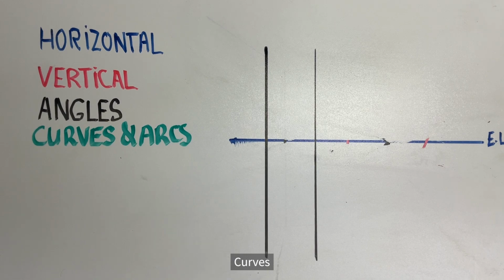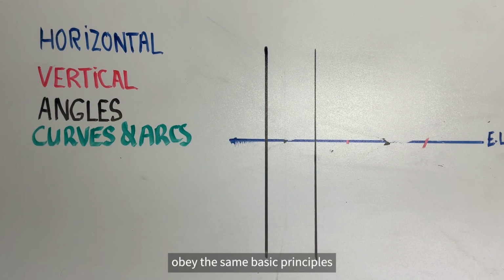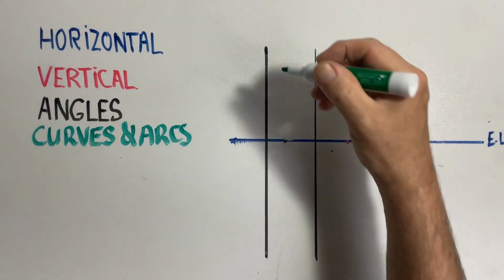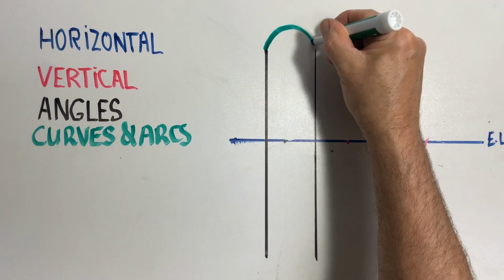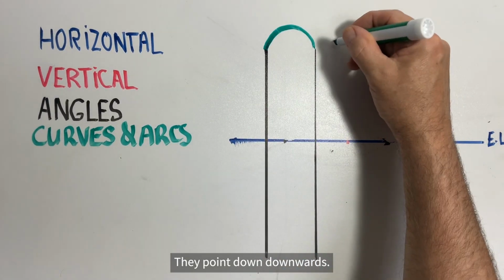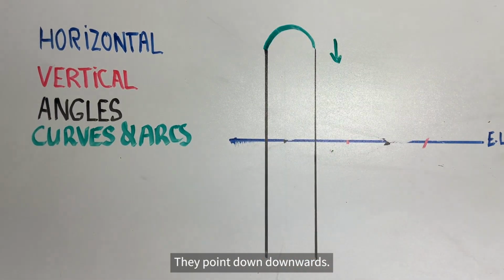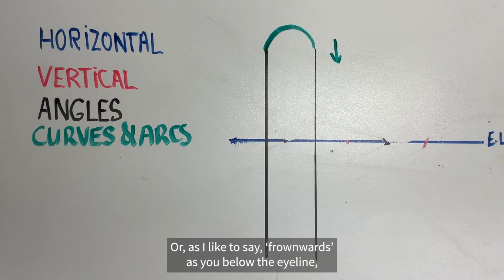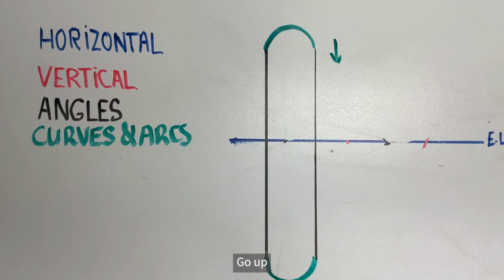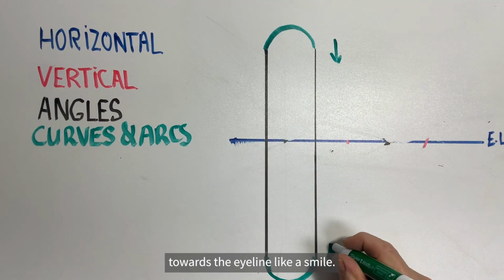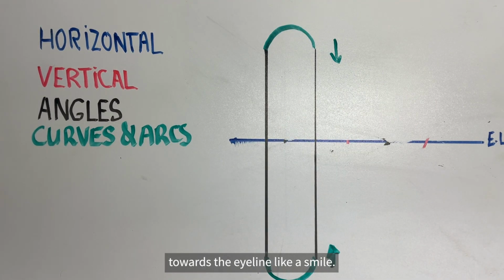Curves and arcs obey the same basic principles as diagonals, in that when you go above the eye line, they point downwards, or as I like to say, frownwards. As you're below the eye line, the curves go up towards the eye line, like a smile.